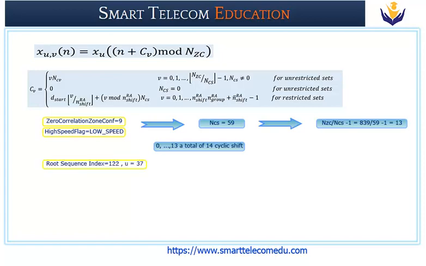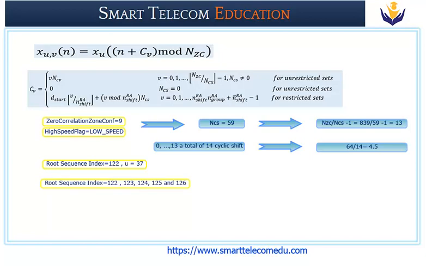So, to generate the 64 preambles, we need more Zadoff-Chu sequences, calculated as follows: 64 divided by 14 is equal to 4.5. Then we need 4 more Zadoff-Chu sequences. In our example, the first sequence is 122, and the next will be 123, 124, 125 and 126 root sequence index, that will be reserved for only one cell.